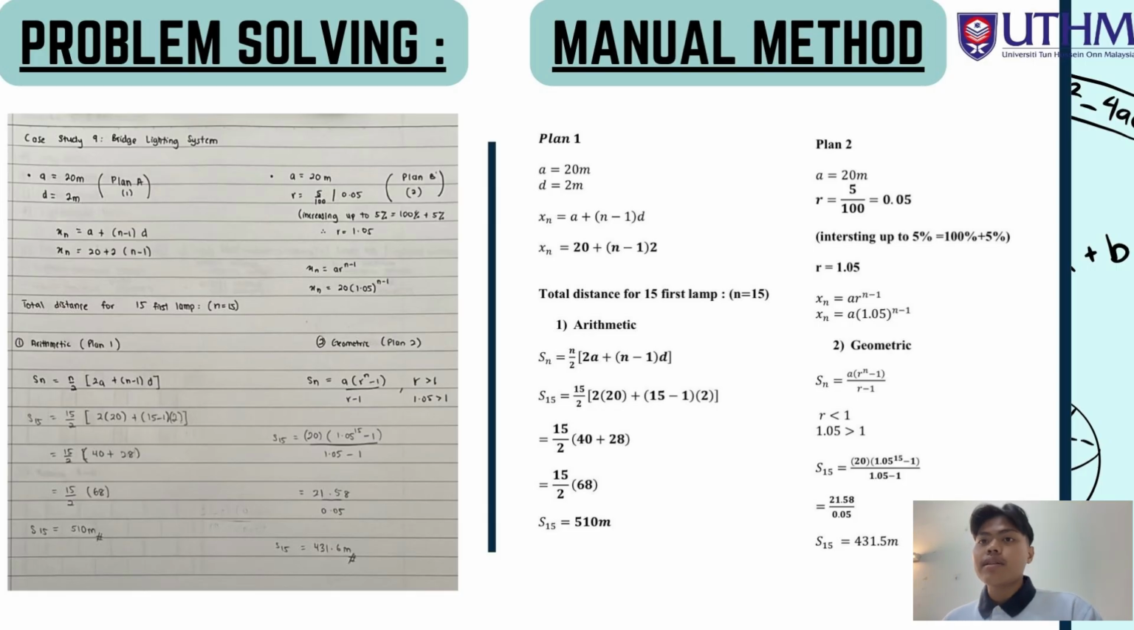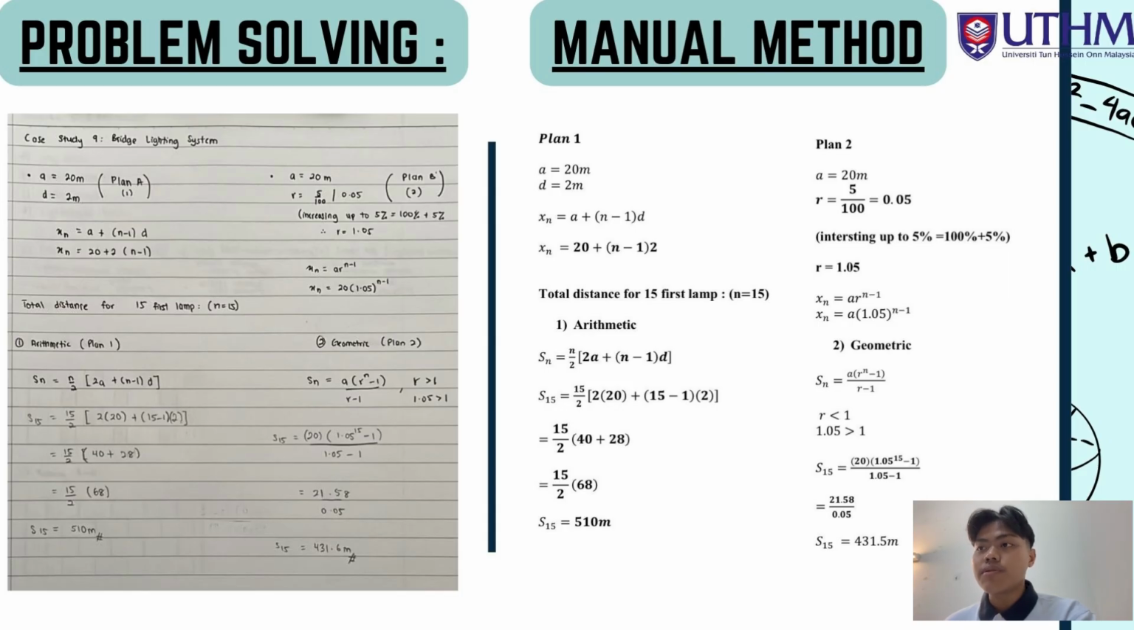So for the second plan, it will be using the geometric progression, and we can conclude that the common ratio is 1.05. It is because the distance is increasing, where the first term is 100%, and we have to add 0.05 as the common ratio, and also the first term is 20 meters. So if we put it in a formula, the formula will be xn equals 20 times 1.05 to the power of n minus 1.